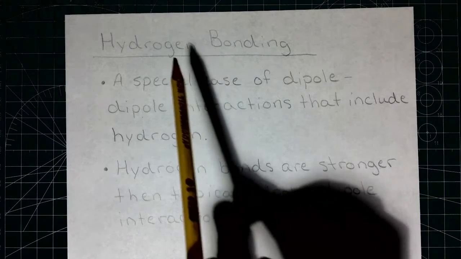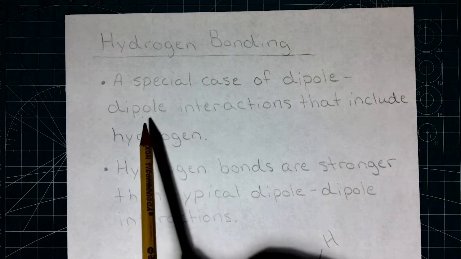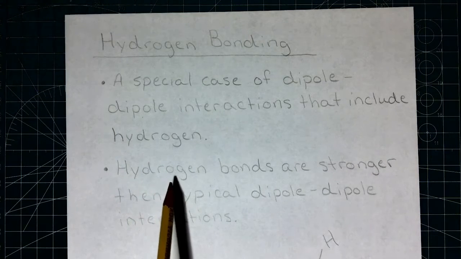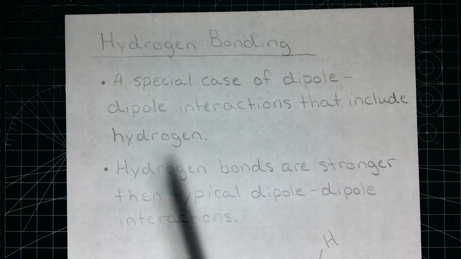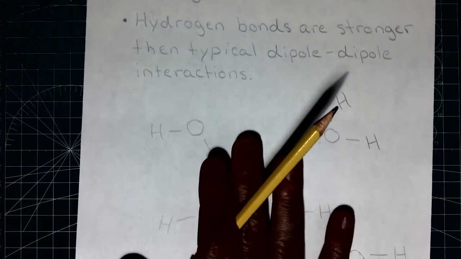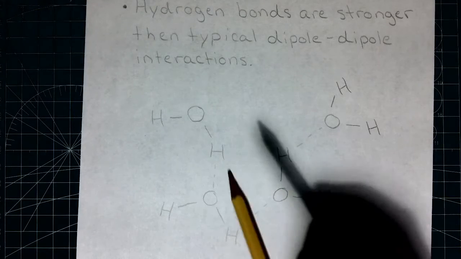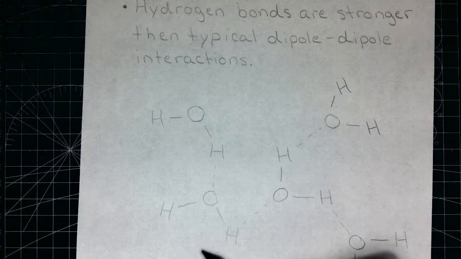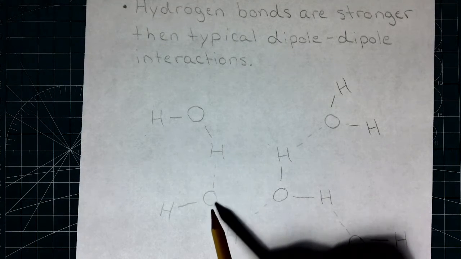Next, we have hydrogen bonding. This is a special case of dipole-dipole interactions that include hydrogen. These hydrogen bonds are stronger than your typical dipole-dipole interactions, and that's because hydrogen only has one electron. So if we start to shift that electron away from it, it'll take on more of a positive charge than one might expect. And this is what is holding together water molecules.